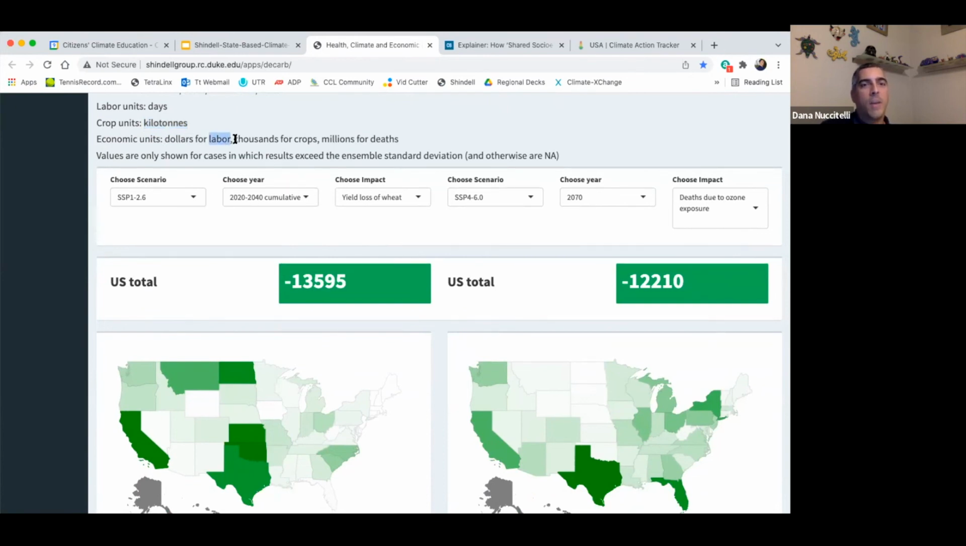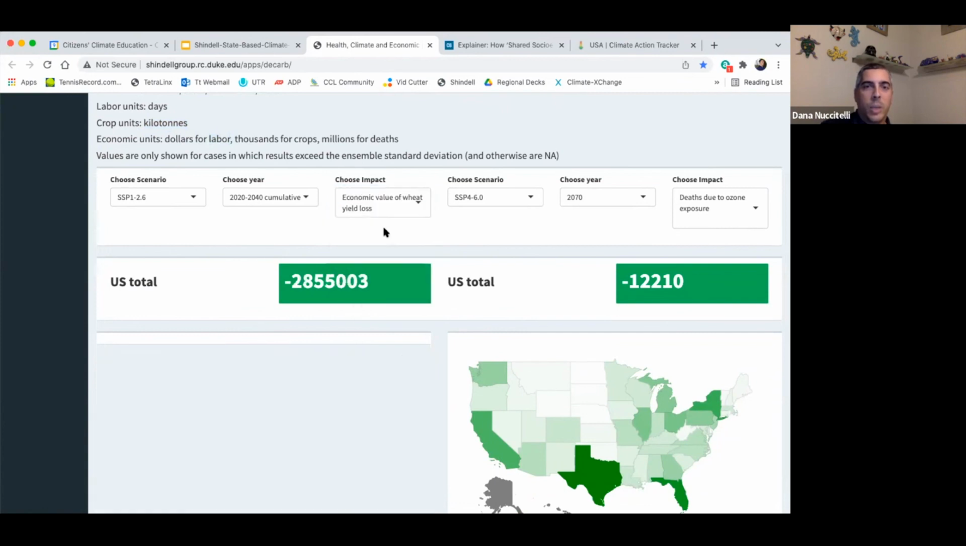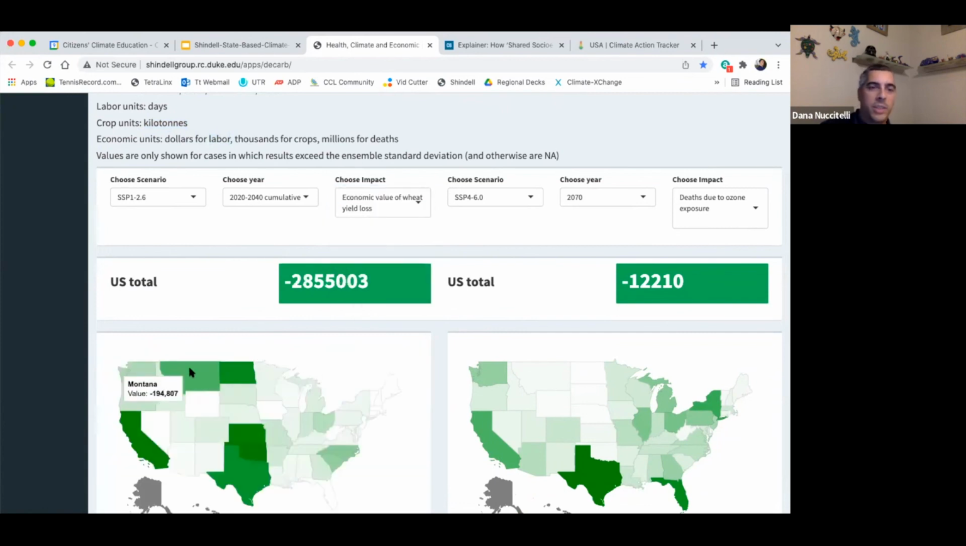If you look at the crop value, which tells us the economic value of wheat loss, for example, and let's say you go to Montana and it says 195,000. That is in thousands of dollars, so you actually have to multiply it by 1,000. So when it says 194,807, that's actually $194 million because you have to multiply it by 1,000. So you have to be careful, there are different funky units in here.